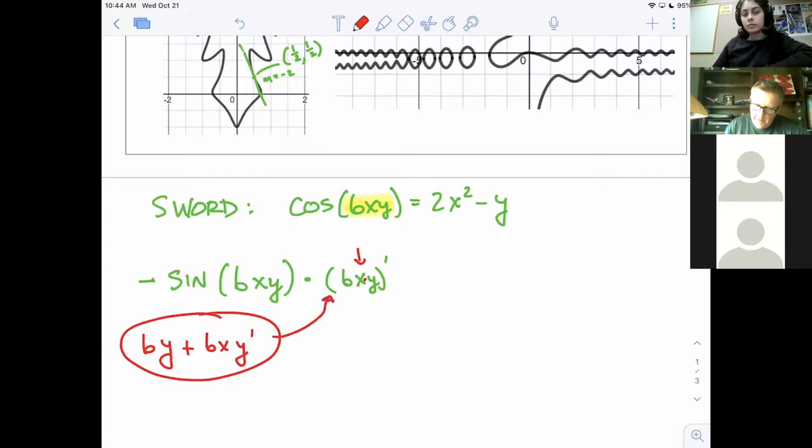So all of that is multiplied. Ooh, that's terrible. Derivative of cosine of junk is negative sine of junk times the derivative of the junk. Other side, much easier. Derivative of 2x squared is 4x. The derivative of y is the derivative of y. I got it.